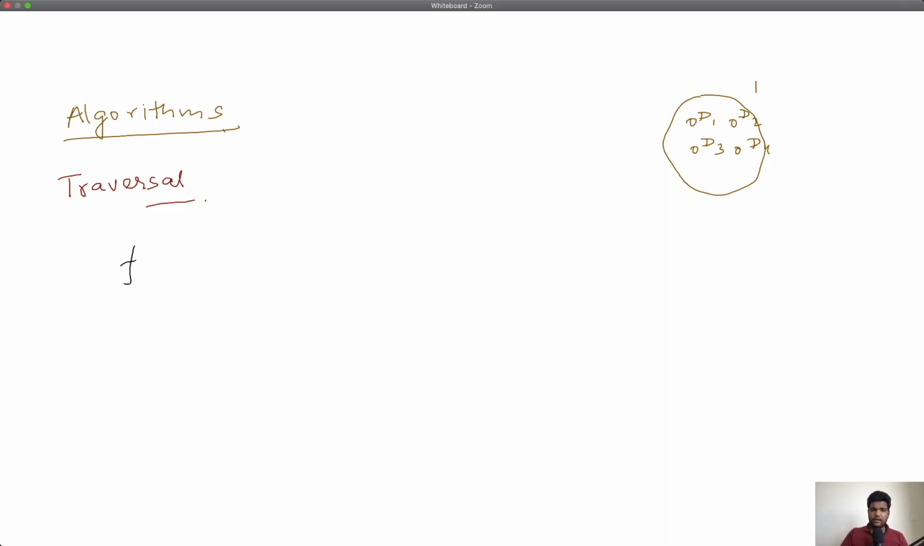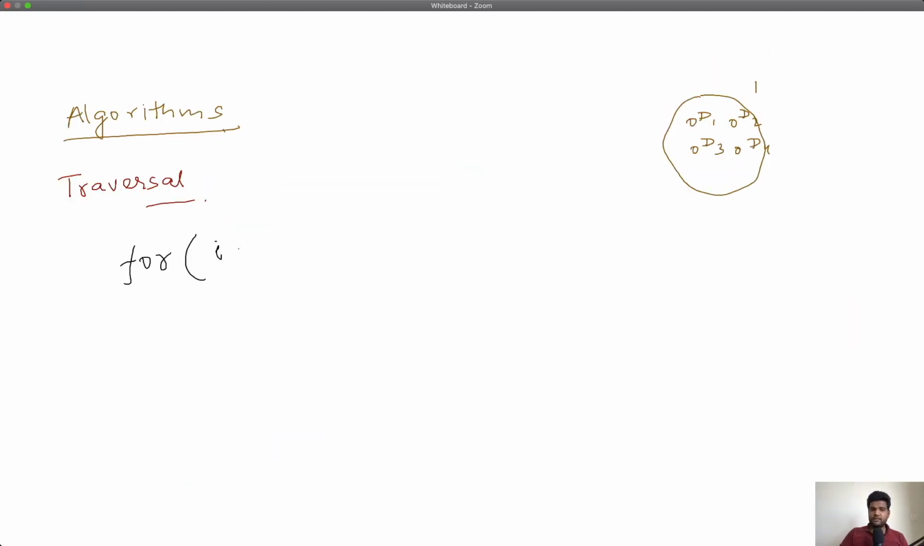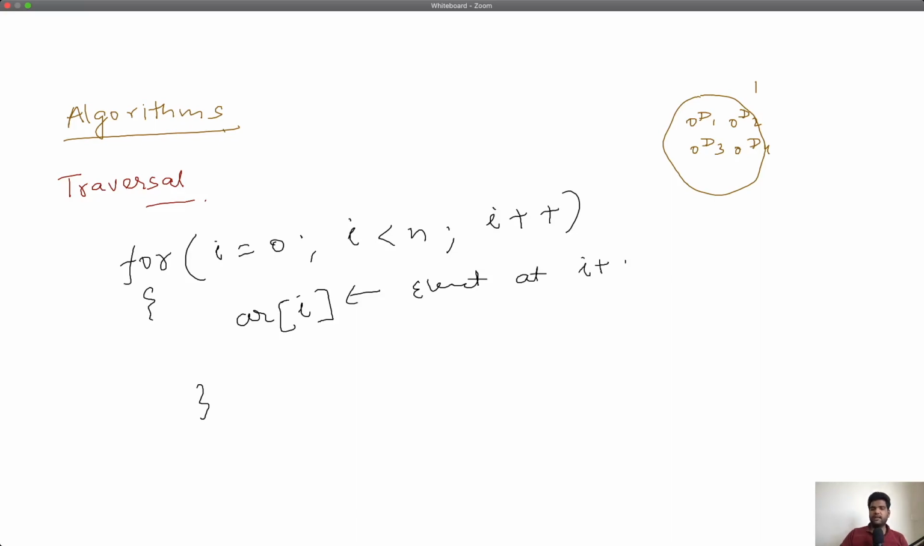You can simply run a loop, because we know that the location is from 0 to n minus 1. If this array is of size n, you can simply run a loop from 0 to n minus 1, and inside that loop you can access the element using the square bracket notation. So array[i] will give you the element at the i plus first position, if we are using 1-based offsetting. The i plus first, i plus 1th position. Is it first or is it 1th?